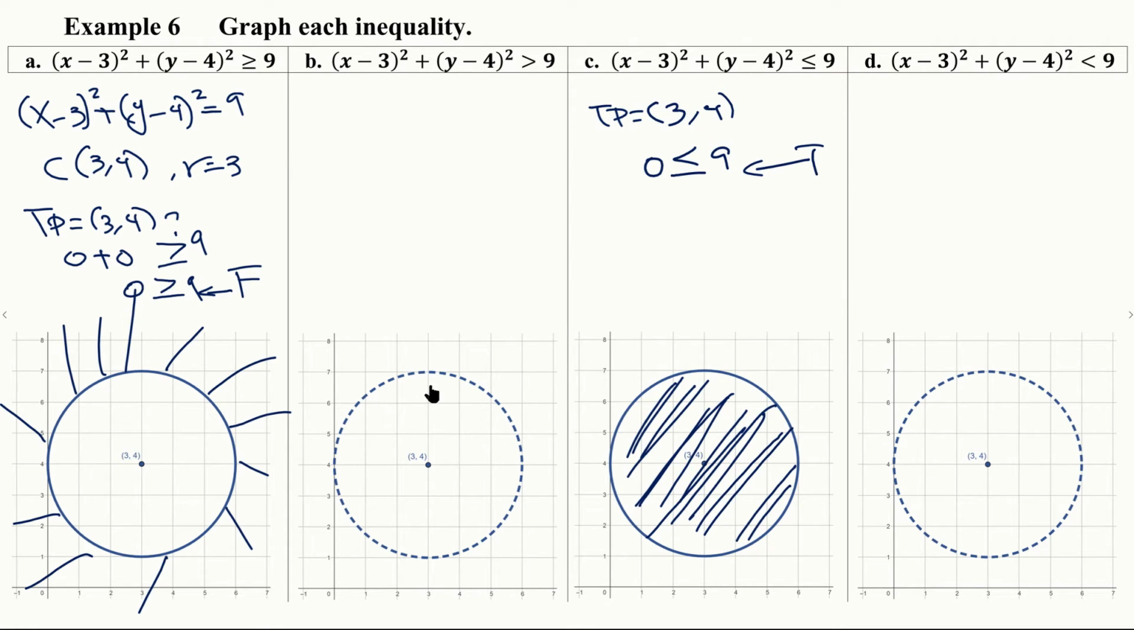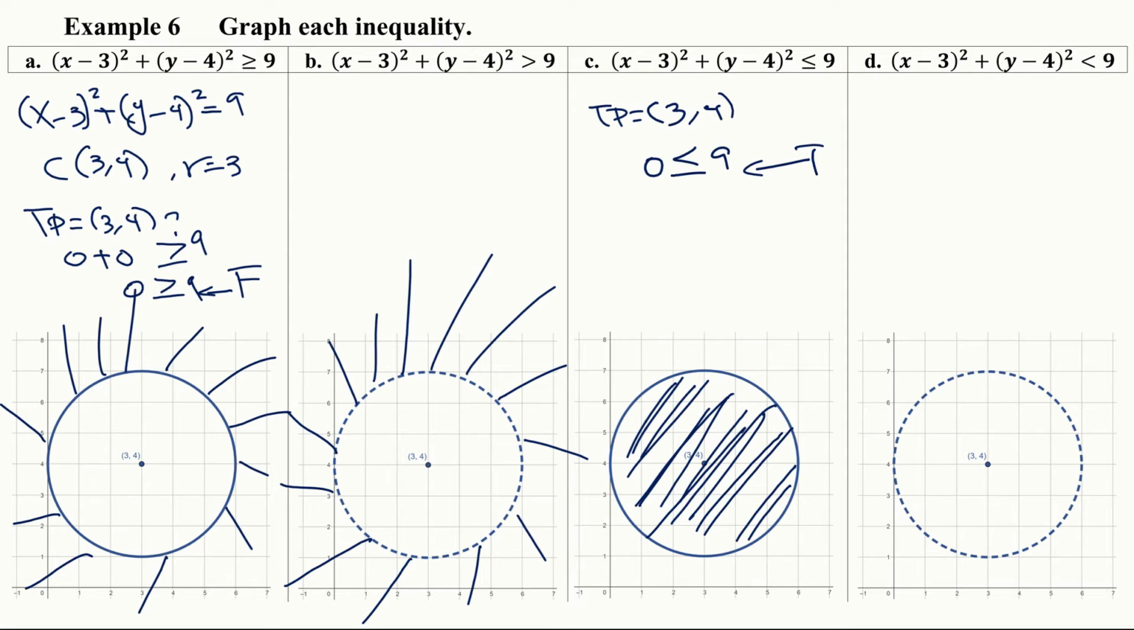Now, where would this one be, do you think? Only outside the circle, right? That's why the circle itself is represented in dashed format, because it's not part of the graph, right? And for this one, the last one, as you would imagine, only the inside of the circle. Okay? And that's how you do those circular ones.